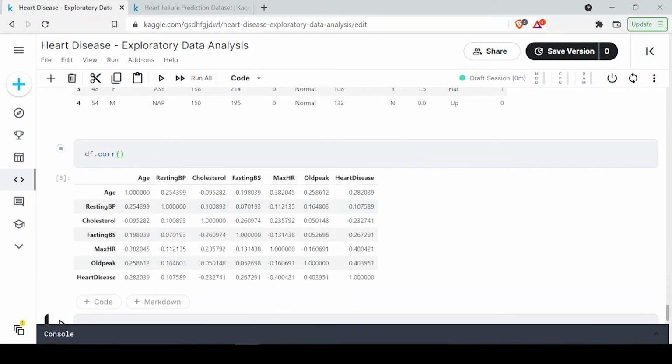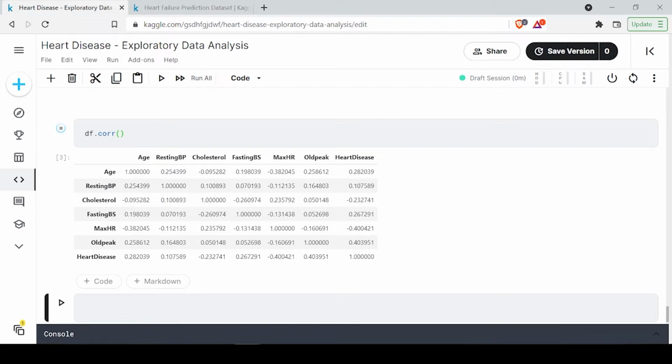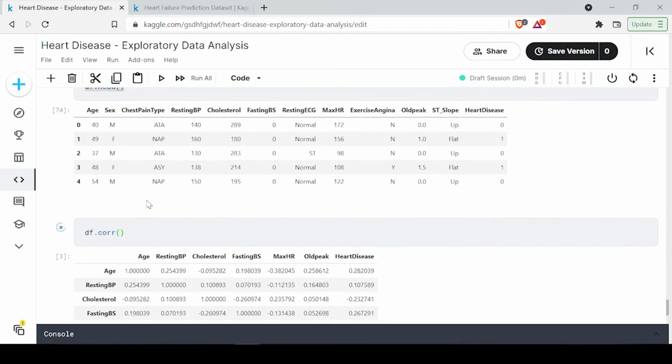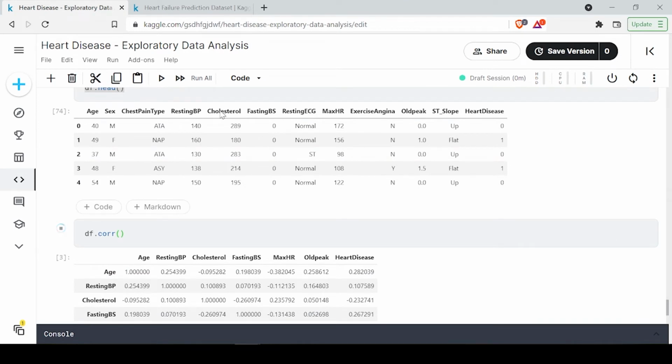So from here we have got the correlation. I have got the correlation between age, resting BP, cholesterol, fasting, and normal. So this is a string. Obviously we cannot find the correlation between a number and a string. We can find it with the max HR, old peak, disease.